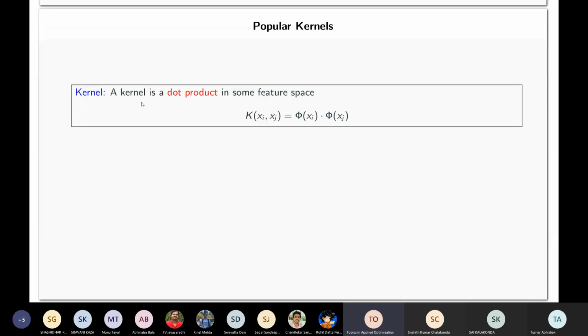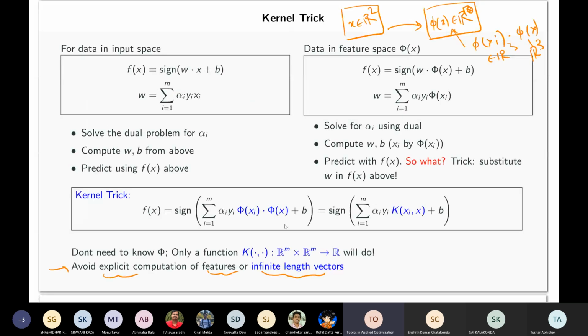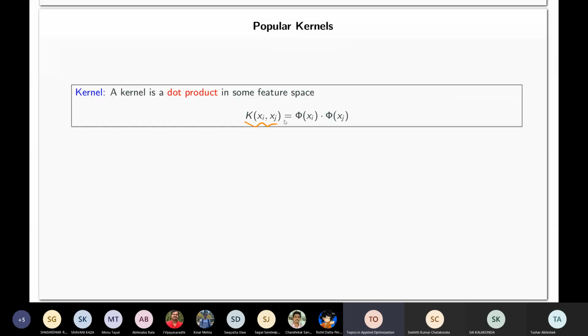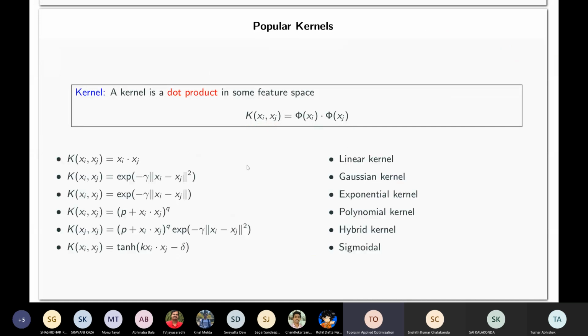So a kernel we have seen is a dot product in some feature space. So that's how we define the kernel. Okay, so we have used this definition already here. So more precisely, we define k(xi, xj) to be phi(xi) dot phi(xj). And there are some kernels that people use in SVM. So this is the linear kernel, where it is xi dot xj, very straightforward. You can do something called Gaussian kernel. So this is e to the minus gamma times the norm of xi minus xj, squared.